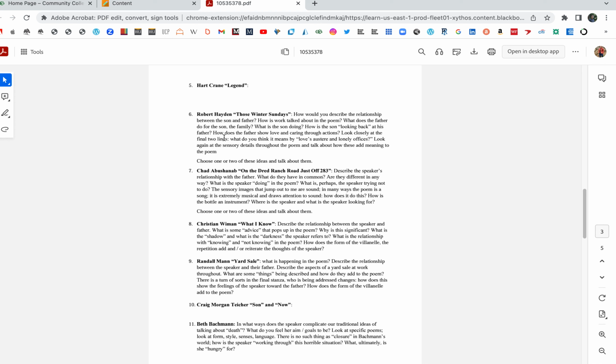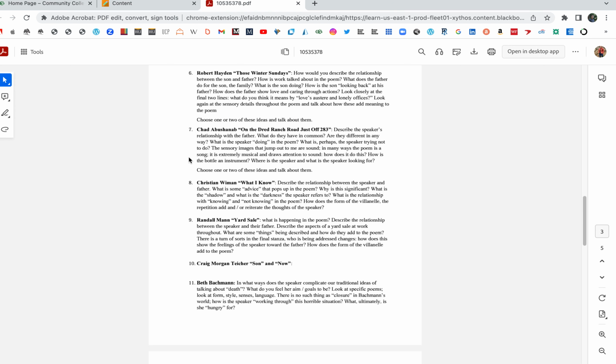Look again at the sensory details throughout the poem and talk about how these add meaning to the poem. Remember, there's a play between cold and warmth. Again, choose one or two of these ideas and talk about them.